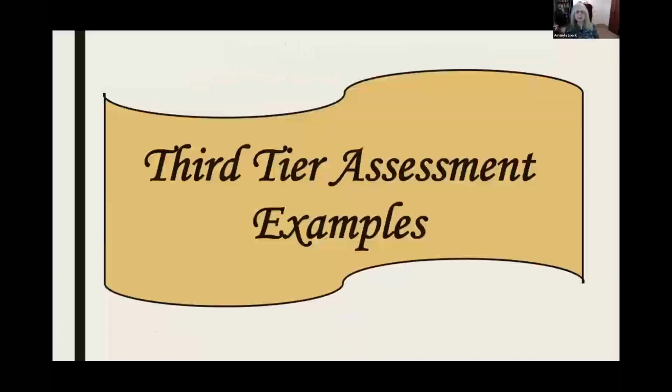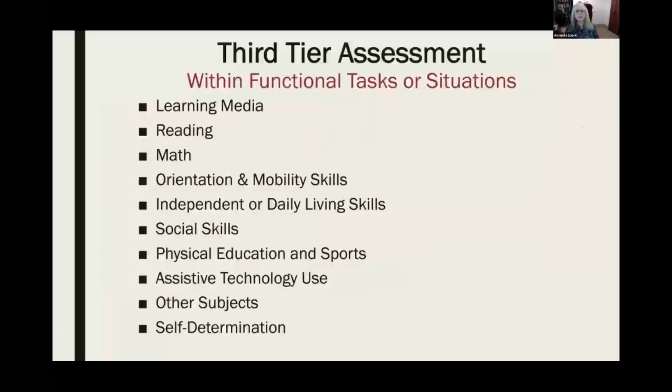Third-tier assessments. And these are within functional tasks or situations. And that's learning media, reading, math, O&M, independent or daily living skills, social skills, PE and sports, assistive technology and use, other subjects, and very importantly, self-determination.